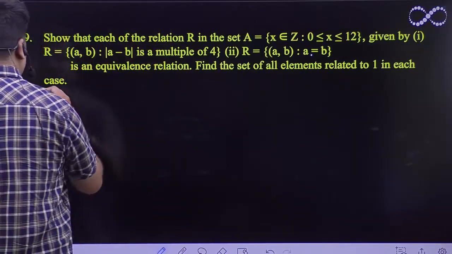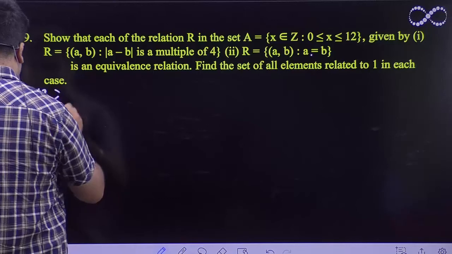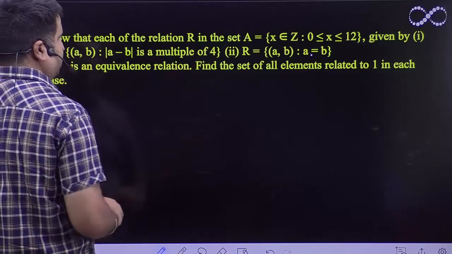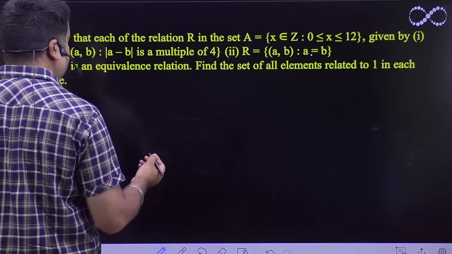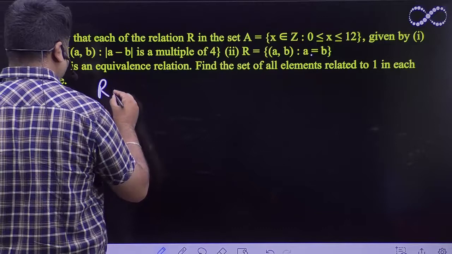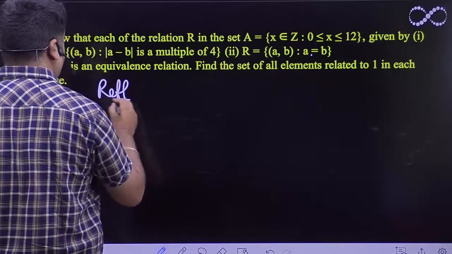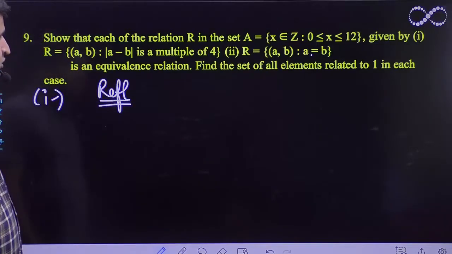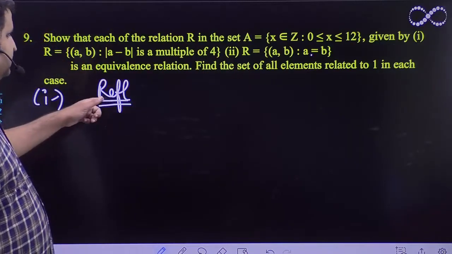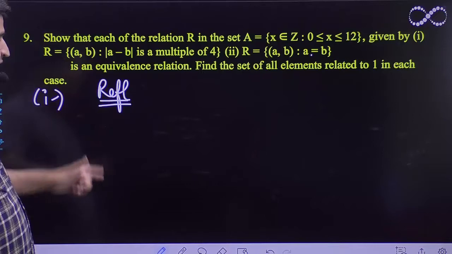So first we'll solve the first part. We have mod A minus B is a multiple of 4. So let's see for all the possible examples. That won't be necessary. Let's see if we can solve it without that. There will be a lot of cases, and we're not going to write that. We're just going to check for the properties reflexive, symmetric and transitive.